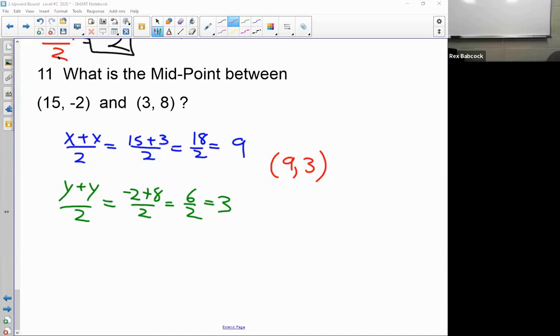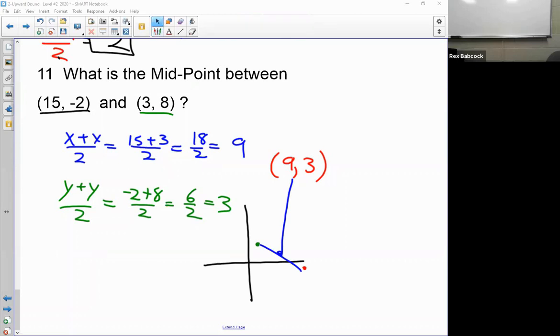I want to take a look at that in the coordinate system. I'm just going to make a rough sketch. 15, negative 2 is right in here somewhere. 3, 8. It's maybe right here. So I'm looking at this line segment and it says that middle point, could it be 9, 3? Sure could. That looks very reasonable to me. So those are all examples I wanted to see.